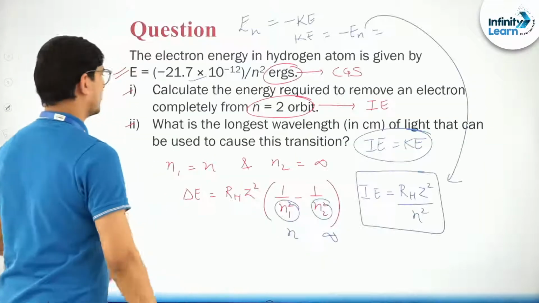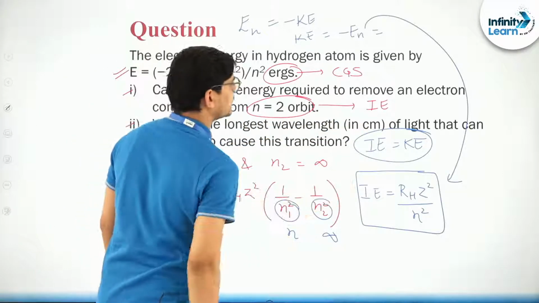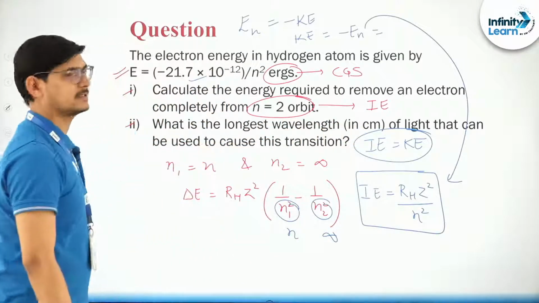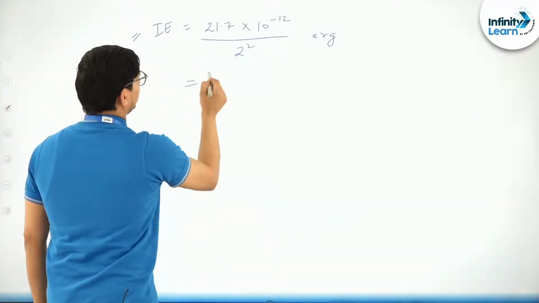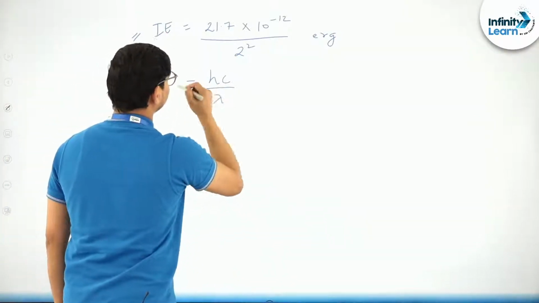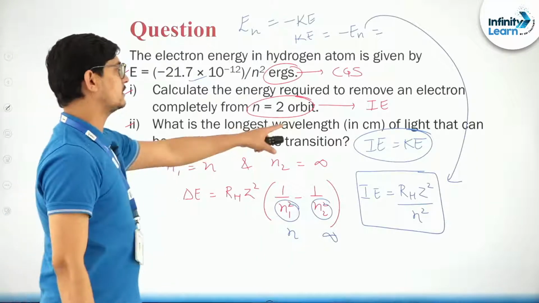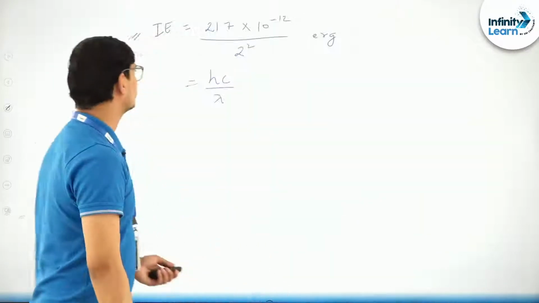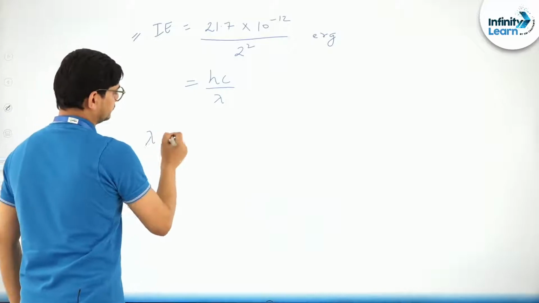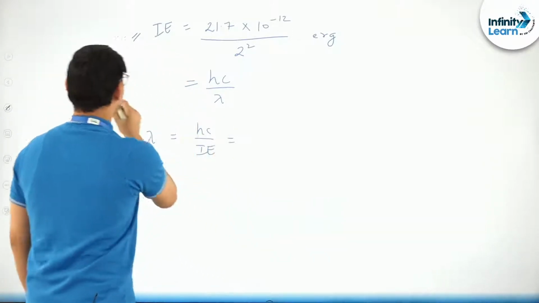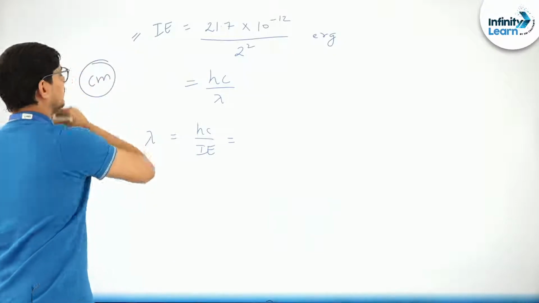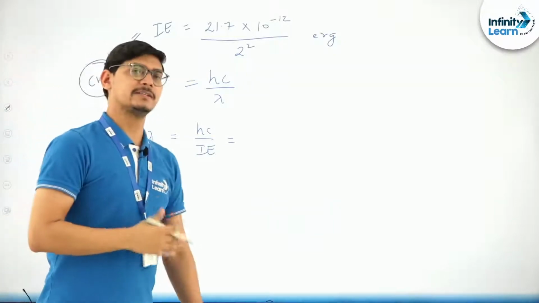And the second part was, what is the longest wavelength in centimeter of light that can be used to cause this transition? Very easy. This is the ionization energy. I can equate it to Hc by lambda, right? Because the question is, what is the longest wavelength? Is that clear, guys? So the wavelength is Hc by ionization energy, right? Because the question is in centimeter. You have to calculate the wavelength in centimeter. So just take CGS units, okay?